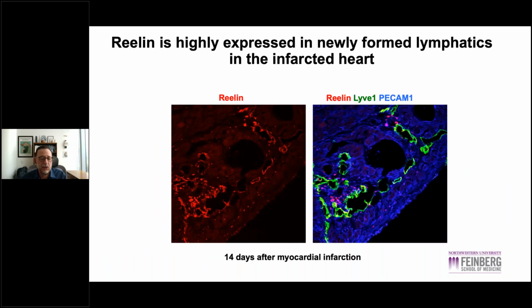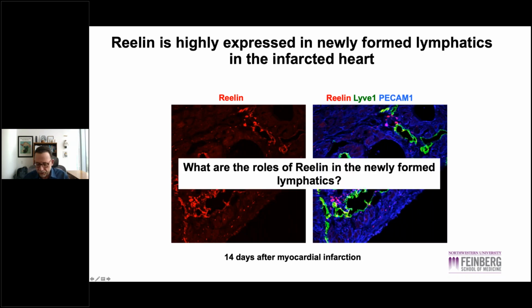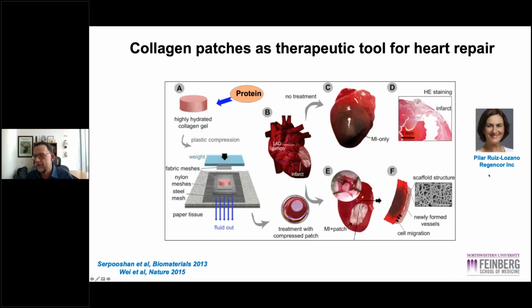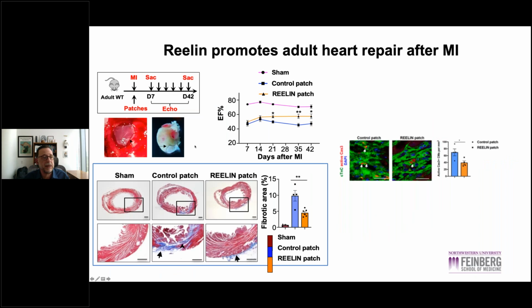Then Shirley decided to see what happened in adults. And as I told you, renin is highly expressed, as you can see here, in the newly formed lymphatics in the infarcted heart. So to test whether renin has a role in the newly formed lymphatics, she used an approach that was taught to her by Pilar Ruiz Lozano of RegeneCore in California, which is the use of collagen patches to apply a recombinant protein in the heart. In this case, Shirley decided to apply renin in those patches, and then she did MI and sacrificed the animals 42 days afterwards, and she measured cardiac function every week.